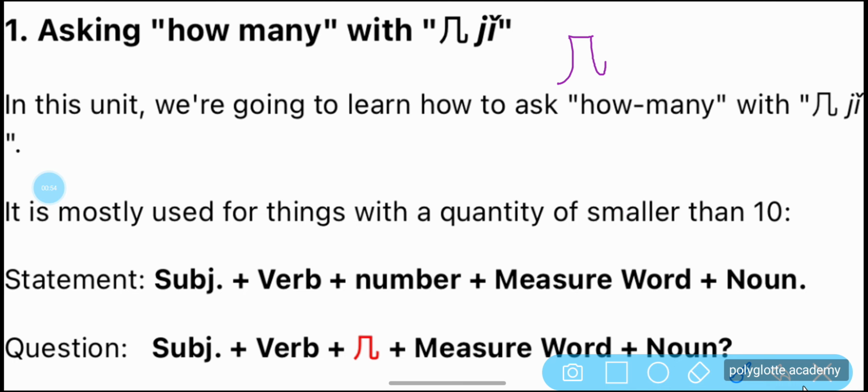Now we have the statement. The statement will be subject plus verb plus number plus measure word plus noun. Now the question will be subject plus verb plus 几 plus measure word plus noun.